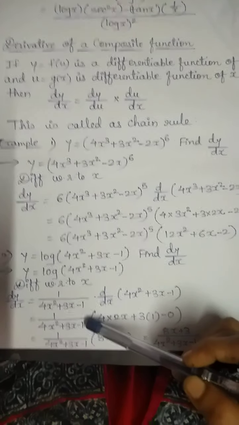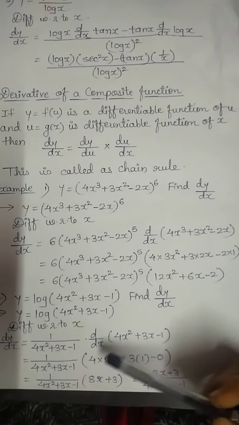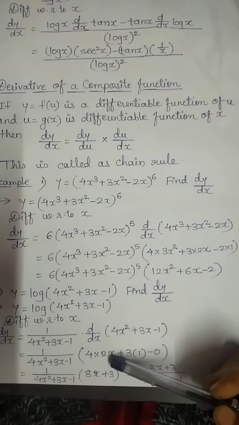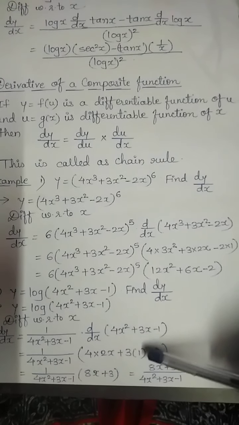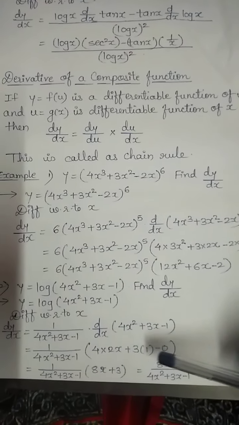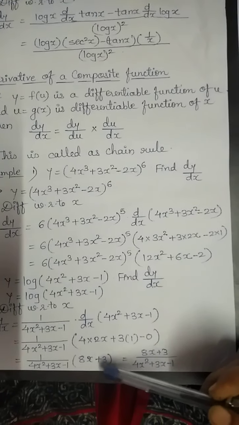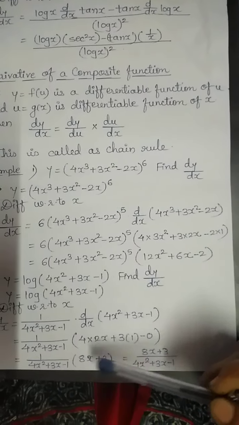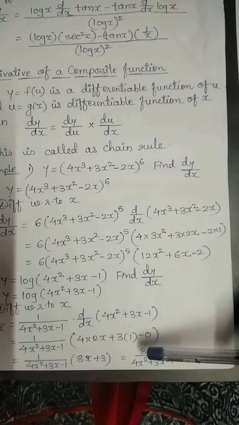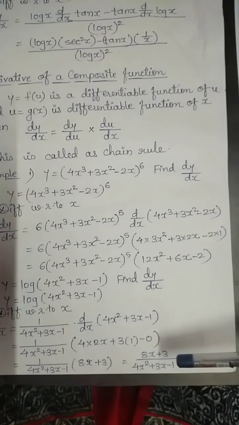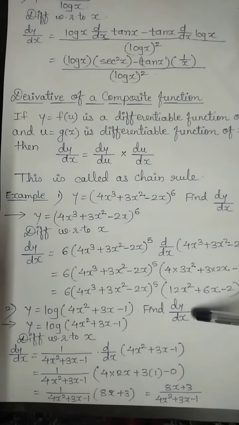So first term will be as it is and derivative of this will be 4 as it is, derivative of x square is 2x, plus 3 as it is, derivative of x is 1, minus derivative of constant is 0. By simplifying this we will get 8x plus 3. So this together we can write as 8x plus 3 upon 4x square plus 3x minus 1. So this was all about the composite function.